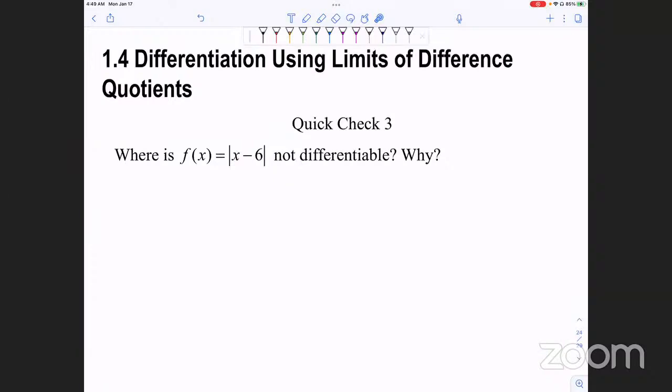So where is this not differentiable? Basically at the vertex, right? If we think about the absolute value function, normally the vertex is at the origin. We subtracted 6 inside our function, so that's going to move the vertex to the right by 6 units. So the corner should be at the point (6, 0). So where is this not differentiable? At the point (6, 0), basically where the vertex is.